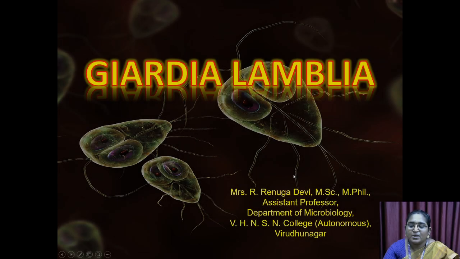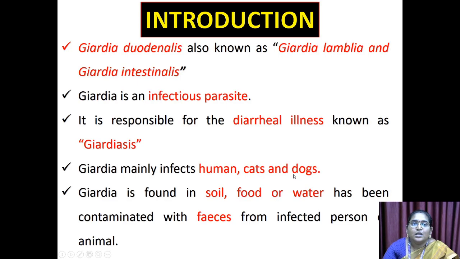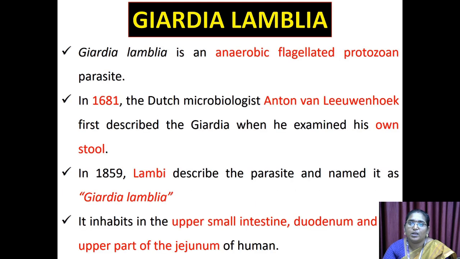Today's topic is Giardia lamblia, Giardia duodenalis, also known as Giardia lamblia and Giardia intestinalis. Giardia is an infectious parasite. It is responsible for the diarrheal illness known as giardiasis. Giardia mainly infects humans, cats and dogs. Giardia is found in soil, food or water that has been contaminated with feces from an infected person or animal.